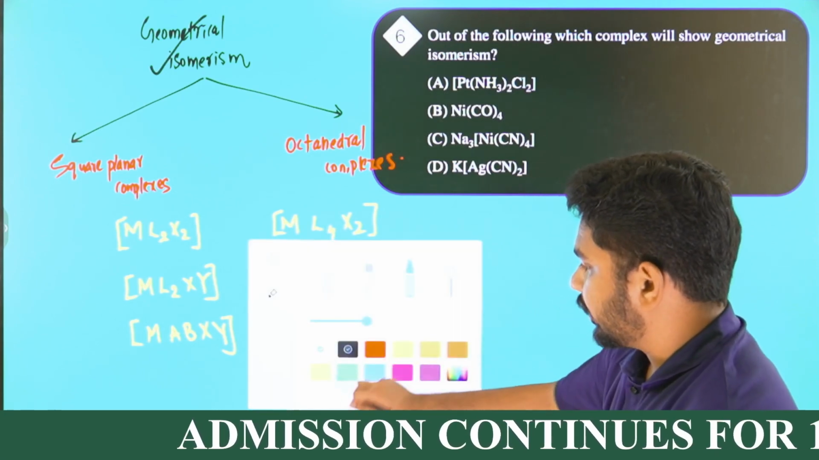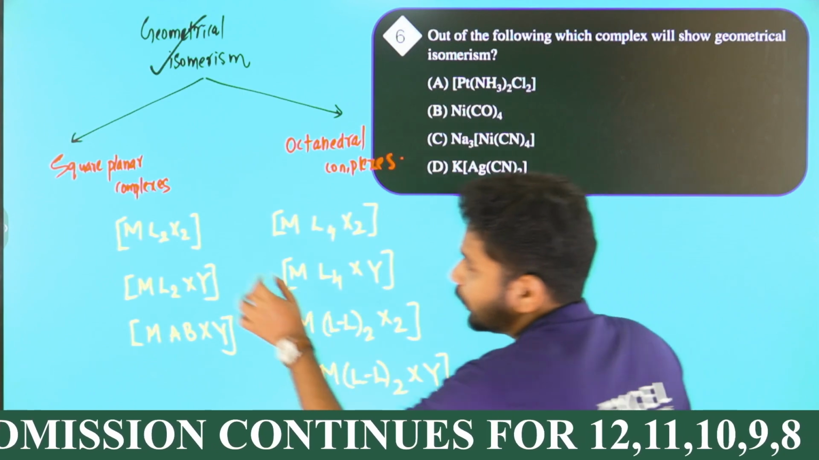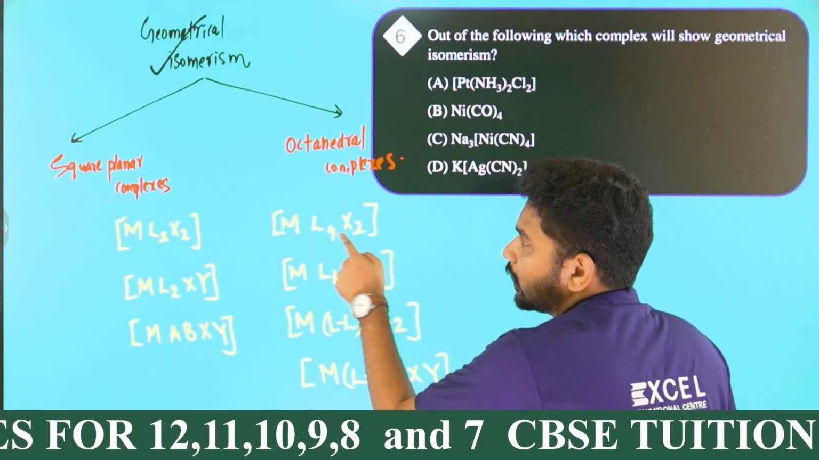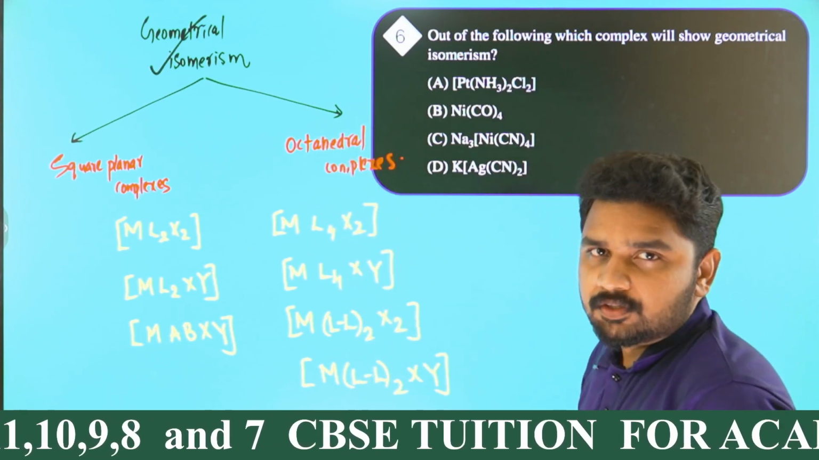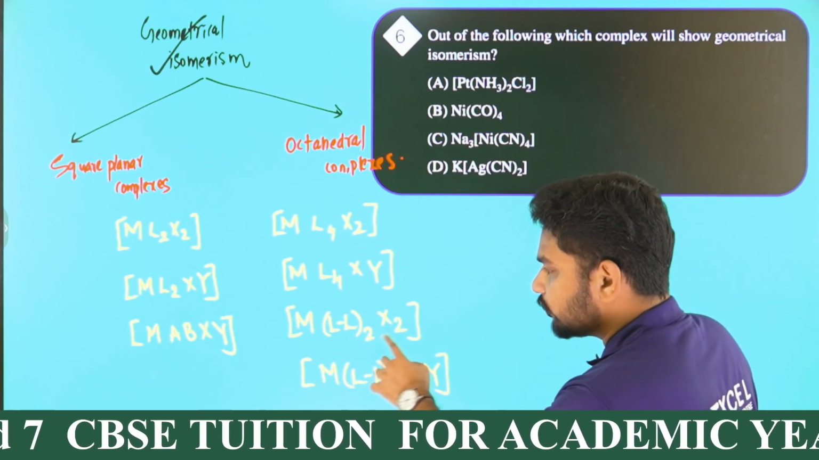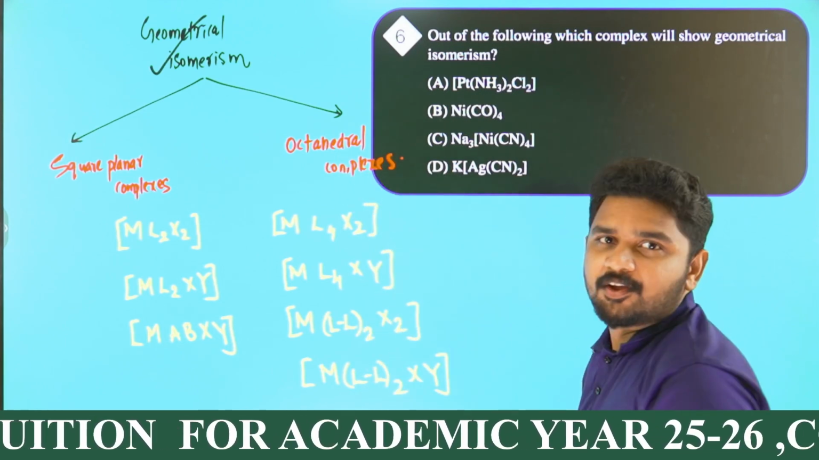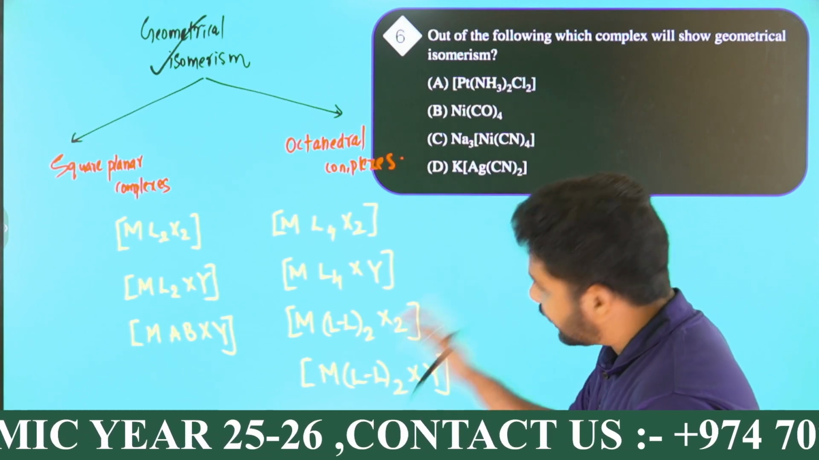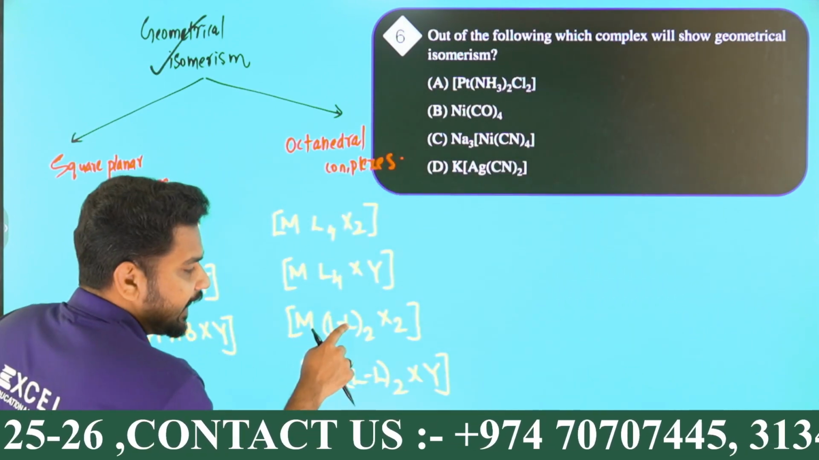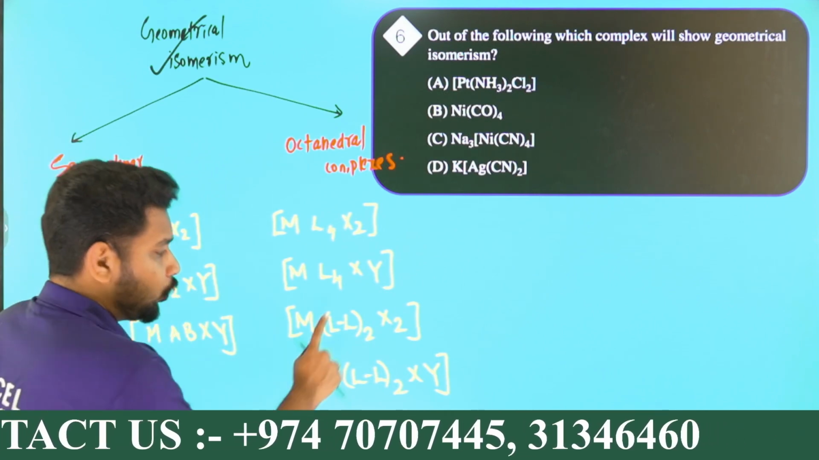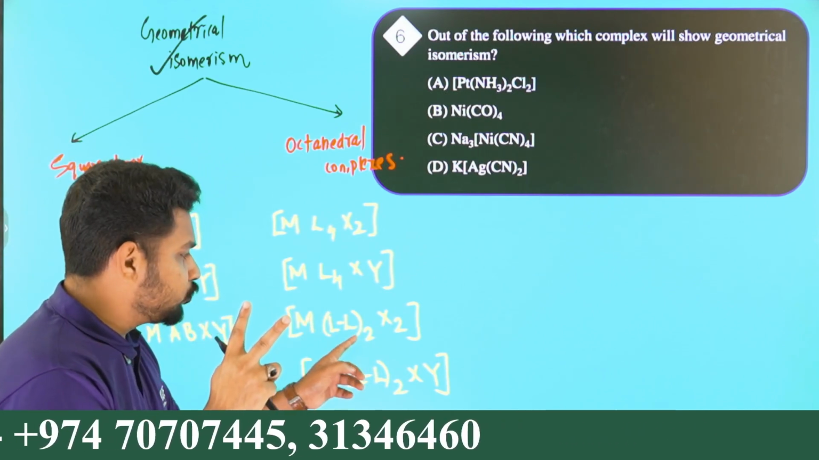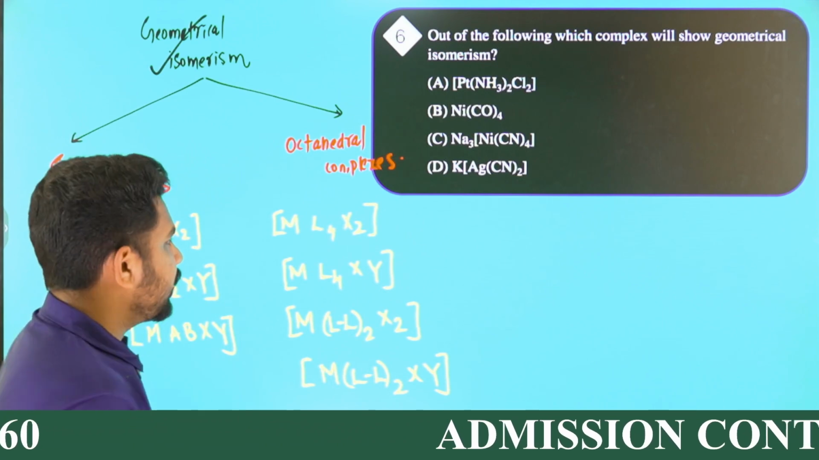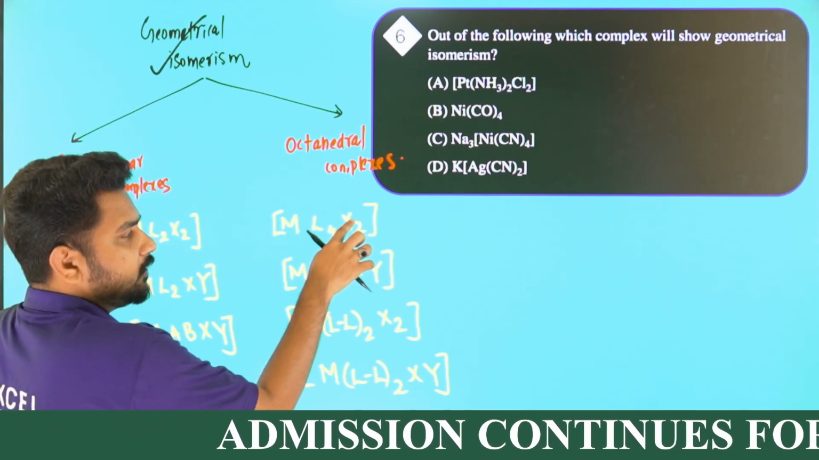How can we identify whether it is octahedral or square planar? It's easy. If the coordination number is 4, it will be square planar. If the coordination number is 6, it will be octahedral. You may ask, sir, in this case the coordination number is 4, so how can it be octahedral? No guys, it's not 4. For this compound, the coordination number is again 6. Why? Because LL represents a bidentate ligand, so one LL has 2 donor atoms. So 2 LL have 4 donor atoms, and 2 more, so total 6.